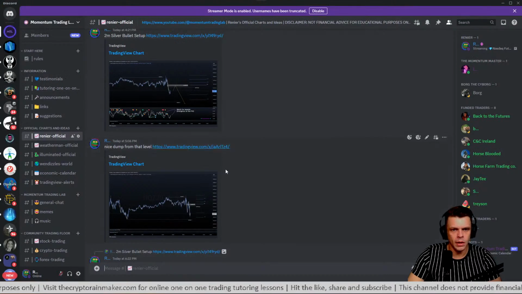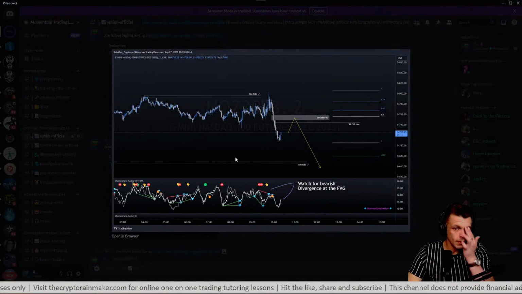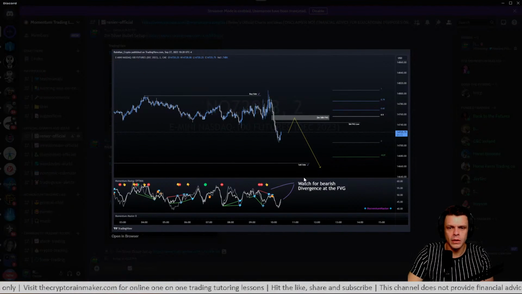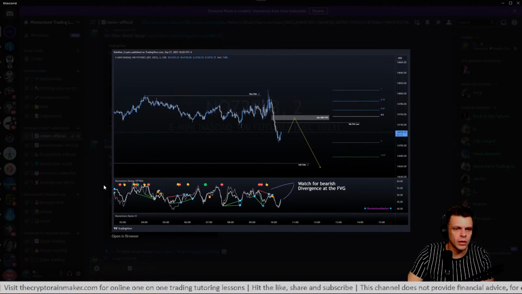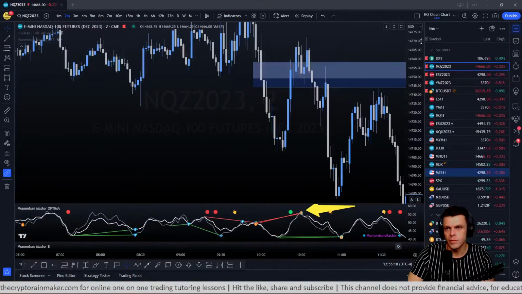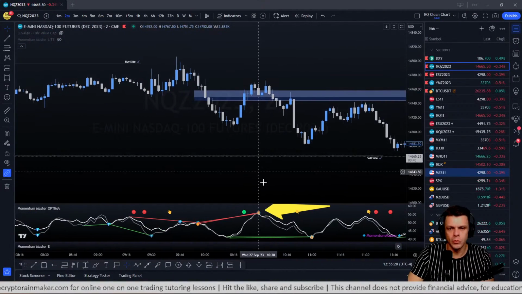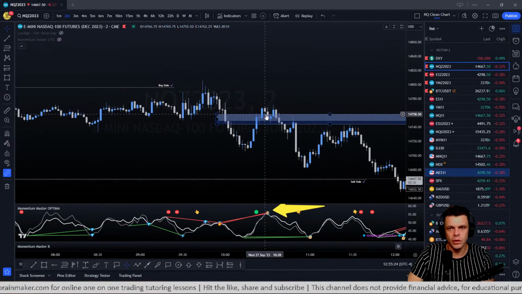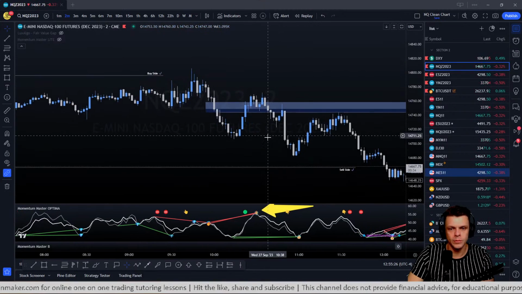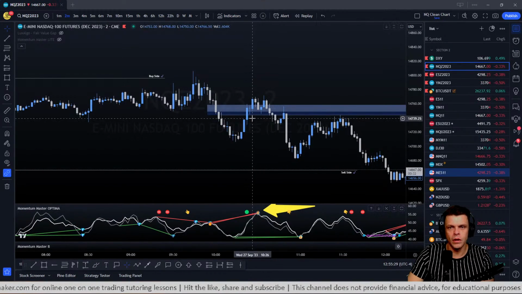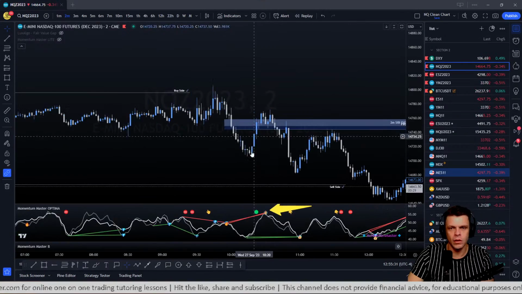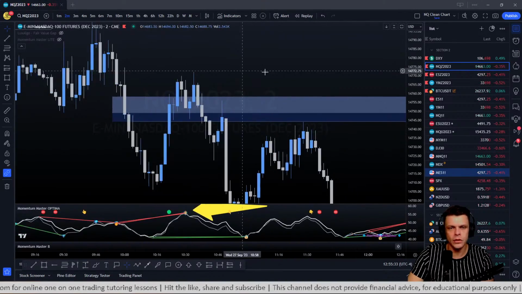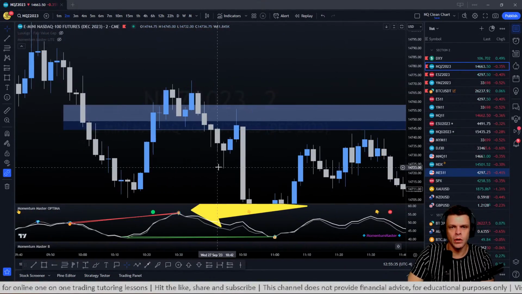So quickly go back to the Discord. This is a new thing that I've been implementing on my entry model: divergences on the Momentum Master Optima. This one gave you a pretty good divergence on the 2-minute and the 1-minute. It came into the fair value gap, went through it a little bit, gave you the divergence, so you could have entered off that divergence, and it actually created another entry model as well.